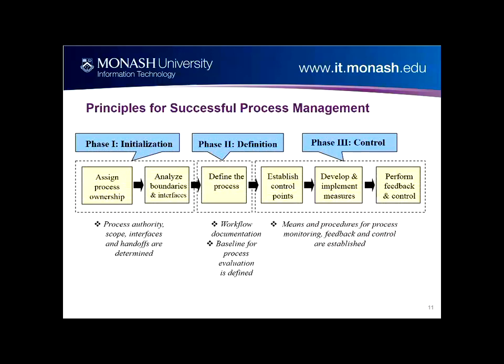So the principle of successful process management, basically you can divide it into 3 phases, all right? What are the 3 phases? Okay, phase 1 is initialization. Initialization means assigning product ownership and analyzing the boundary and the interface, all right? Go into the second stage. Now, the second stage is the definition. Definition of what? Define which process you are going to take. You may take the order processing process, or a purchasing process, or whichever process you have to take, depending on this initialization.